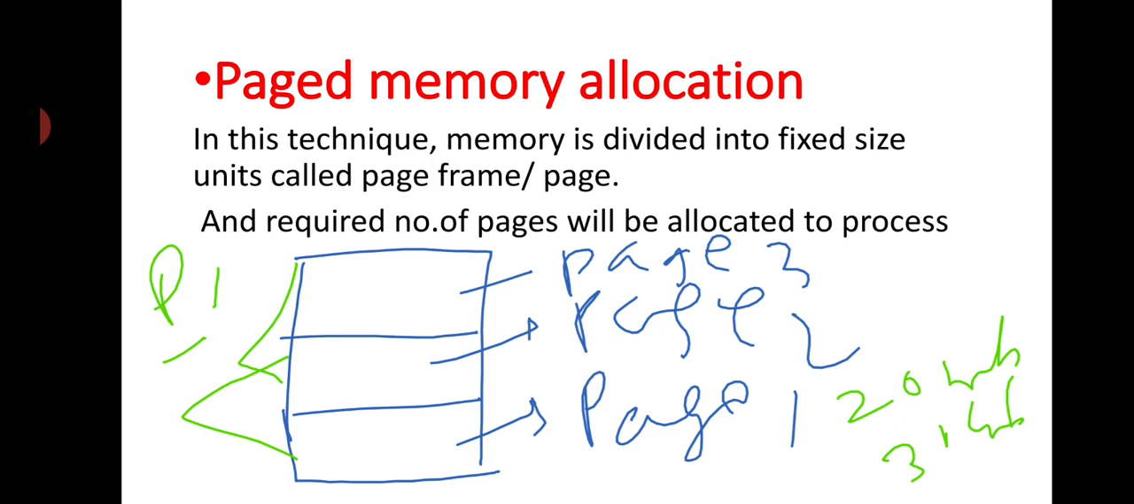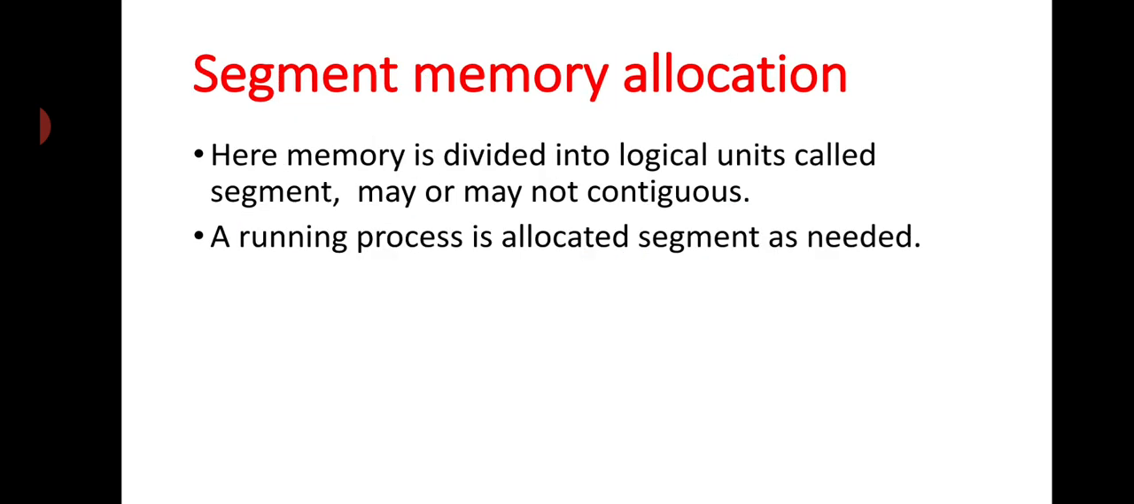Now the next technique is segment memory allocation. Here memory is divided into logical units called segments, which may or may not be contiguous. A running process is allocated segments as needed. Here also the memory is divided into segments. That means it is not a physical division, here the logical division will be done. This is called segments, and they may or may not be contiguous.